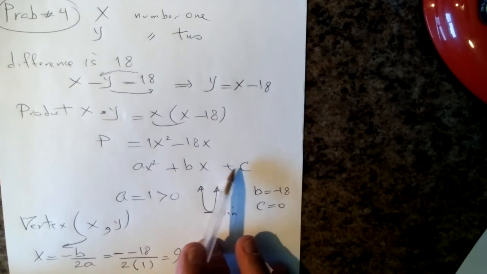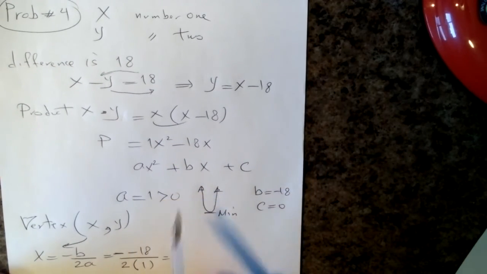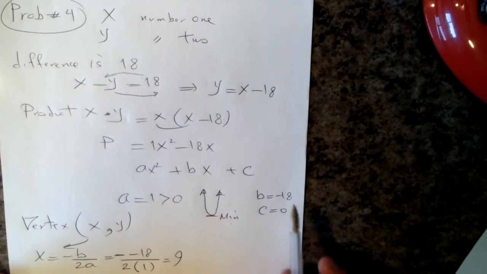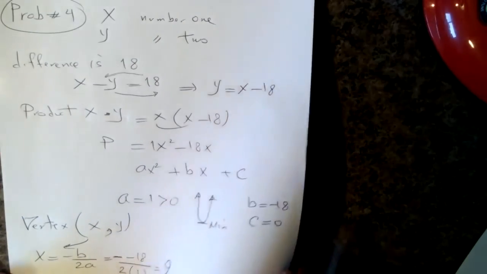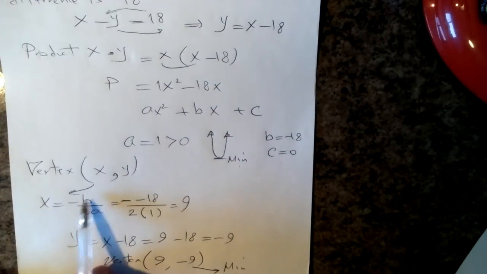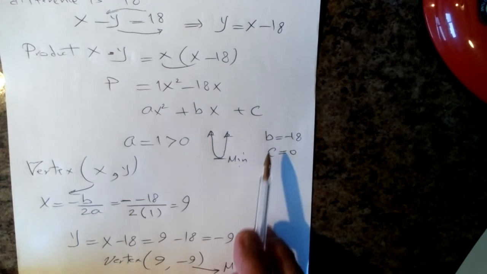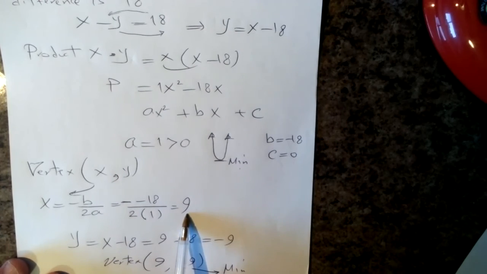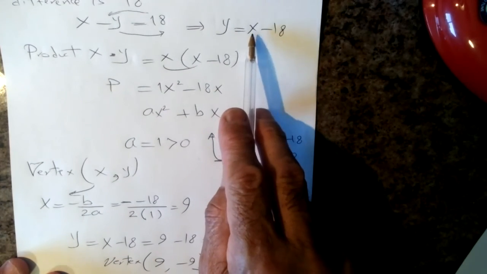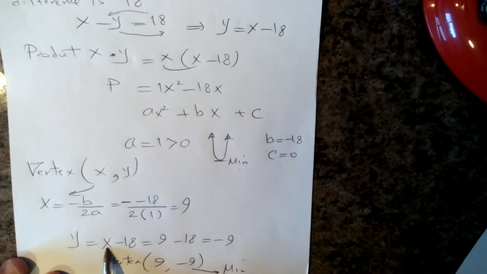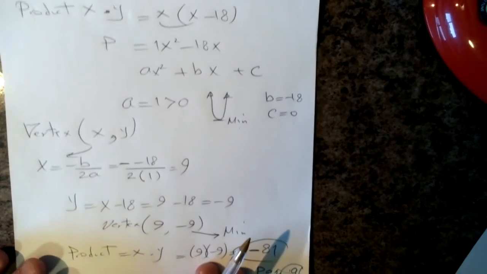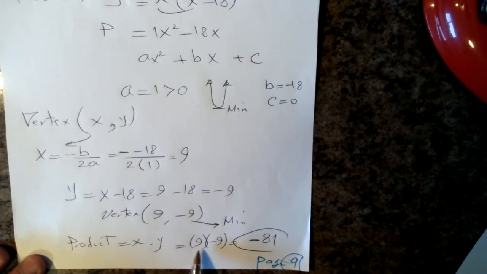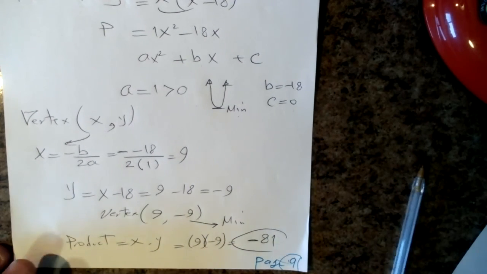Again, when I write the general equations, I notice that a is 1, which is positive. Since it's positive, the parabola opens upward, therefore we have a minimum. B and C are given. There is no C, so C is 0. How do I find the vertex? Vertex is minus b over 2a. Again, you have the b, you have the a, you plug in, you find the 9. X is 9. How do I find the y value here? 9 minus 18, if you want to find the y. That is -9. So your vertex is 9 and -9. How do I find the product? X times y, which is -81.